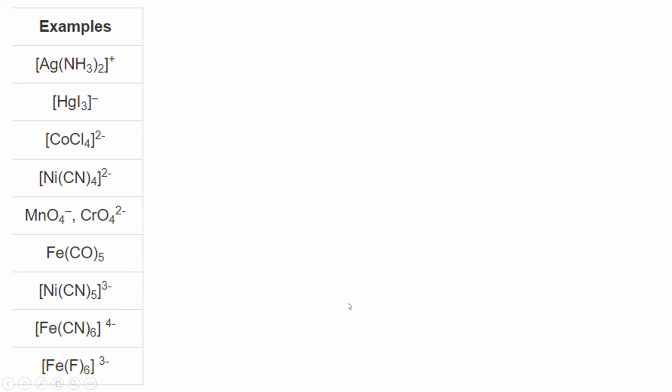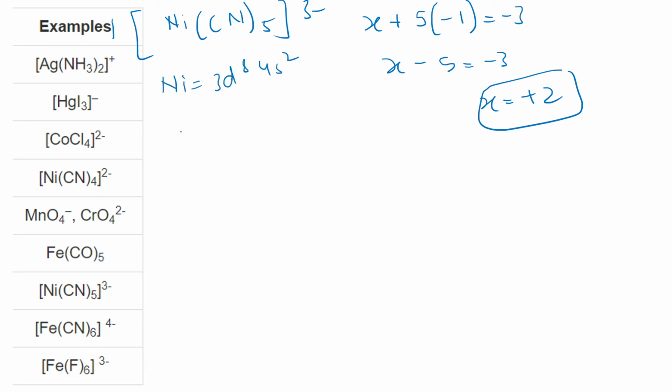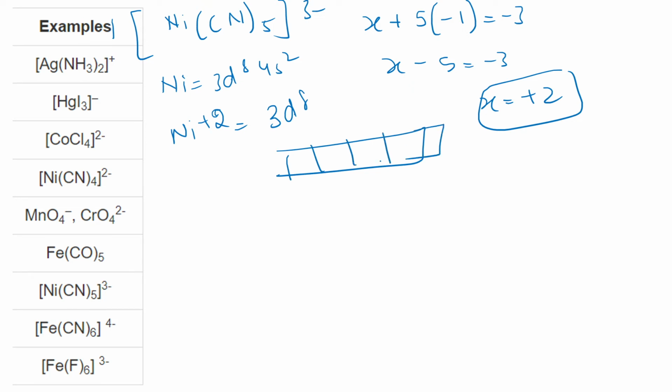We'll come to the next example, that is nickel cyanide 5, 3 minus. Oxidation state: x plus 5 into minus 1 is equal to minus 3, x minus 5 is equal to minus 3, x is equal to plus 2. Nickel has an electronic configuration 3d8 4s2. Nickel plus 2 has an electronic configuration of 3d8. Fill the electronic configuration: 1, 2, 3, 4, 5, 6, 7, 8.